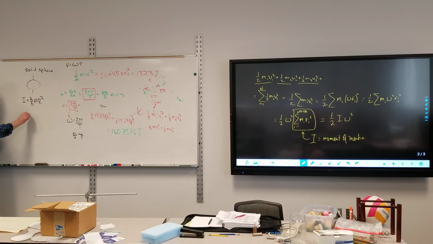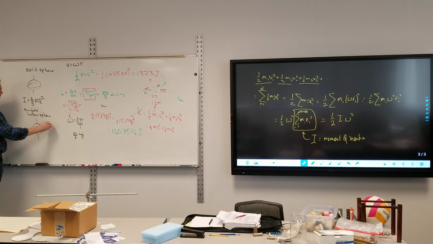If it is a hollow sphere, rotating about a central axis, which gives some sort of sense of sphere there, a hollow sphere or thin shelled sphere, the moment of inertia is 2/3 M R squared.